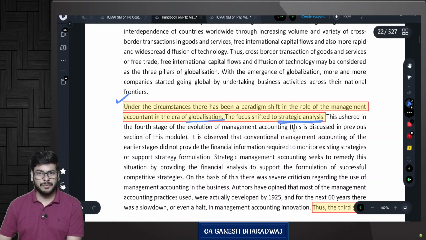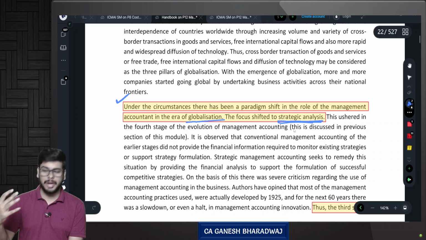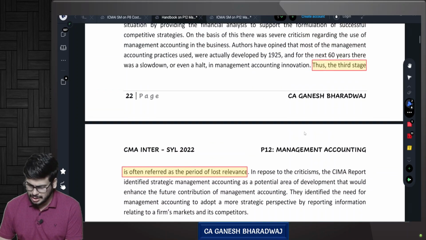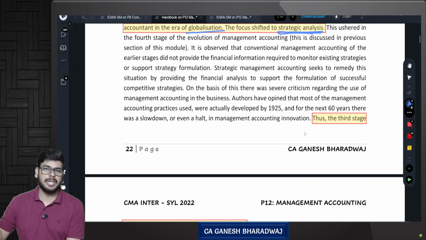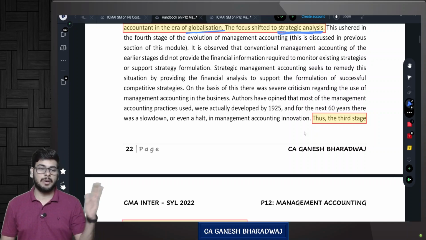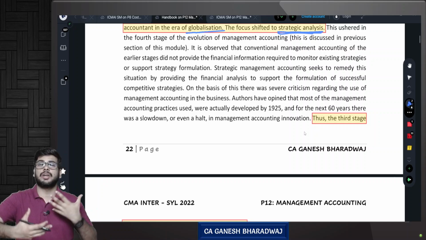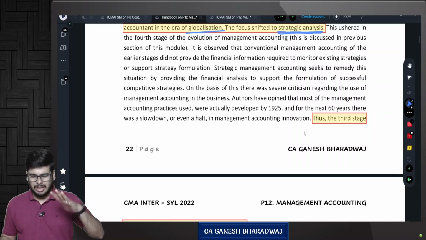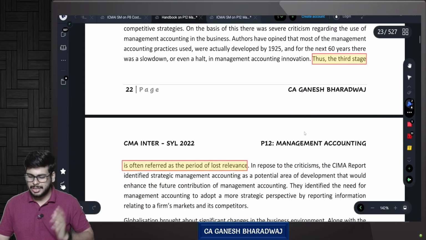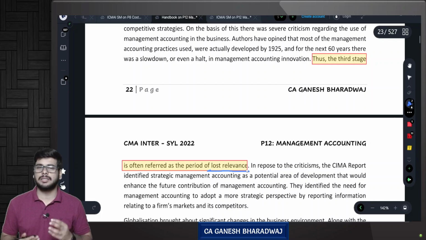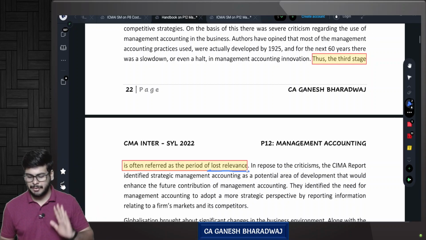Fine. So now the shift as a management accountant, you need to move into strategic analysis. And fine, let me just get into this. Actually, there were multiple stages in which management accounting evolved. It didn't happen overnight. I will walk you through that. There are 4 stages through which management accounting came into picture. So right now, after whatever globalization has happened, the third stage is often referred to as a period of lost relevance. What is the third stage? We will see in a few minutes from now.